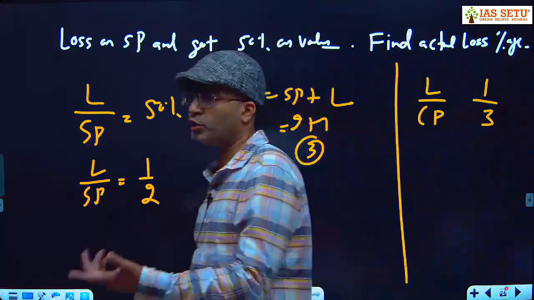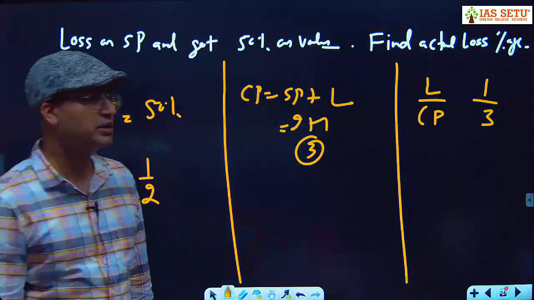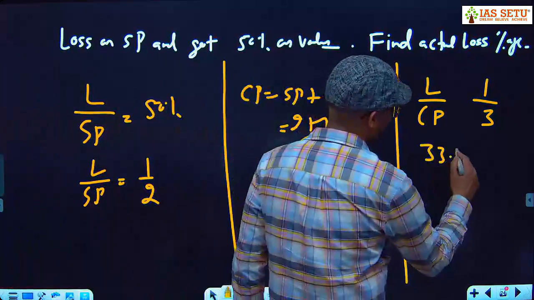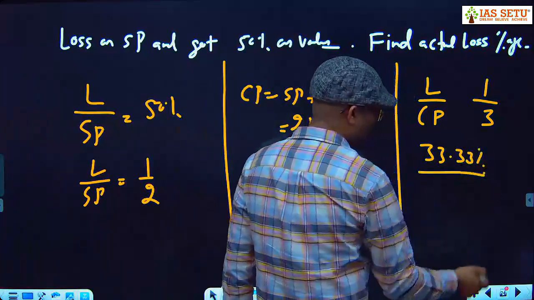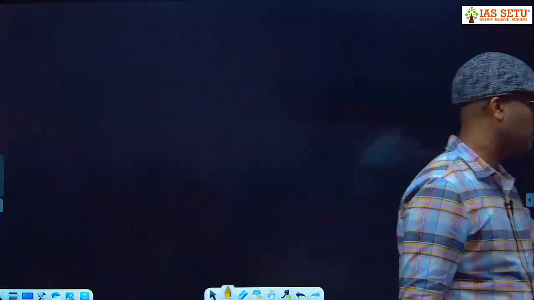Loss 1 rupee, cost price 3. And what is 1/3? 33.33%. Now next type. But before I take next type, I tell you one more thing.